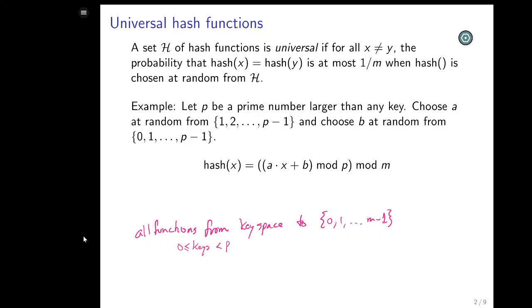Is it an infinite number because you can always have any function y, say mod n? No, it's not infinite. It's a function that depends on m and p. The number of functions that will take you from key space to 0 through m minus 1 is a function of m and p. Do you know what that function is? Yeah. M to the power p.